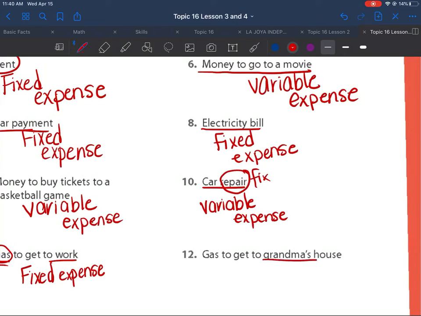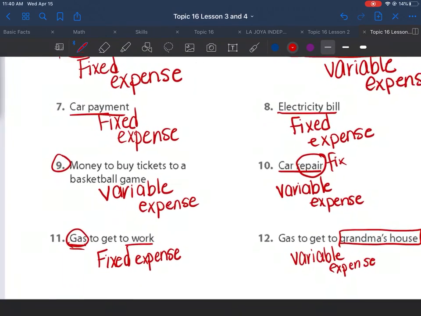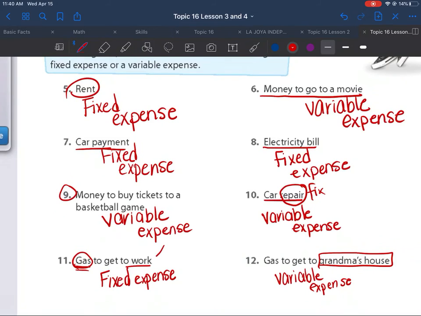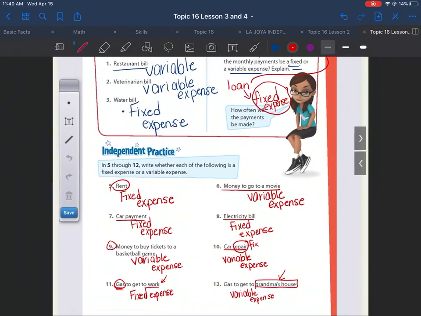Gas to get to grandma's house. Now, do I go to grandma's house all the time? No, I do not. So this would be a variable expense. That's what I meant. Between the work and the grandma's house. If we're going to work, this is daily. Do we go to grandma's all the time? No. So that's why work will be fixed, because we do it on a regular basis, versus going to my grandma's house. I don't go all the time.